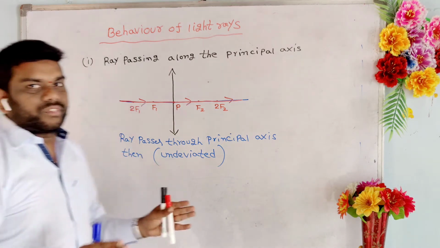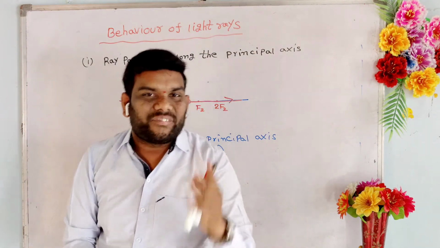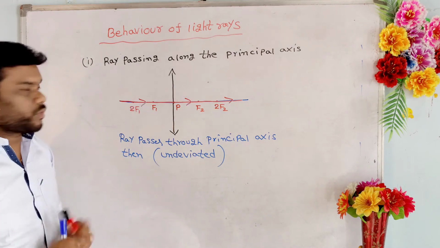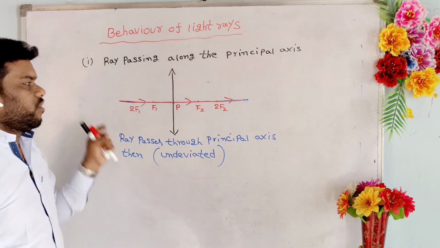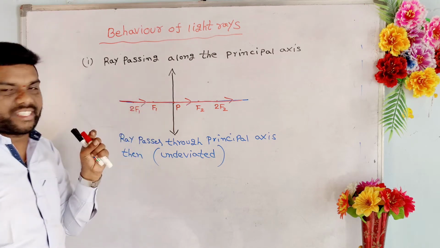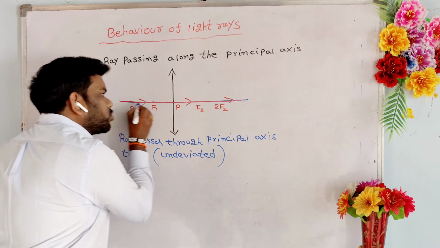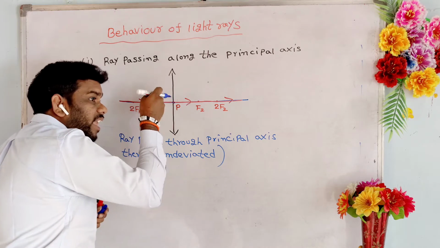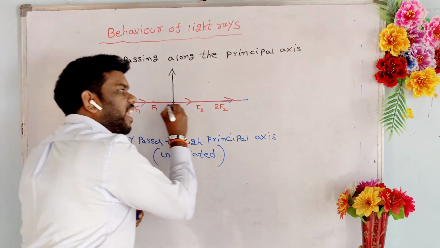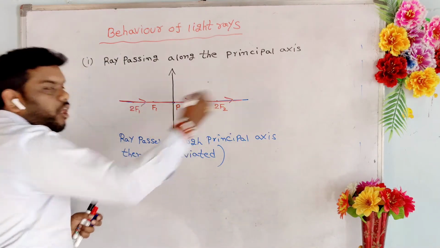So when the light ray passes through the principal axis, then that light ray is undeviated. This is situation 1. The behavior of a light ray passing through the principal axis and incident on the lens: after incidence, that light ray always travels along the principal axis.